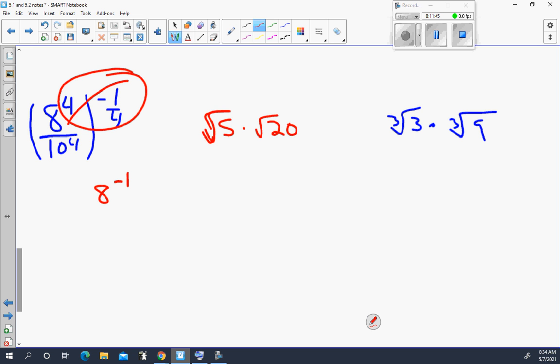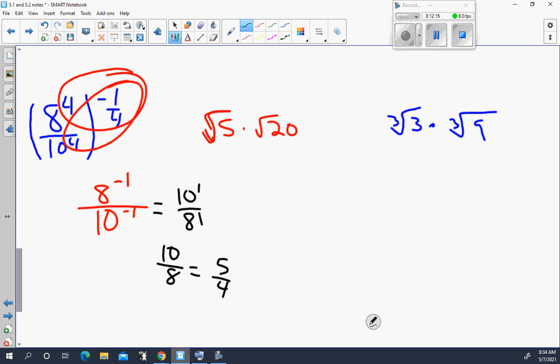And we can multiply these exponents, right? 10 to the, what's 4 times negative 1/4? Negative 1. Okay, we just talked about it. We have negative exponents, we just switch them. So what's on top goes on bottom. So that is equal to 10 to the first over 8 to the first, or just 10 over 8. Can we simplify that fraction? Yup. 5 over 4.